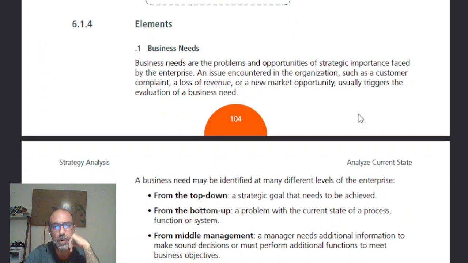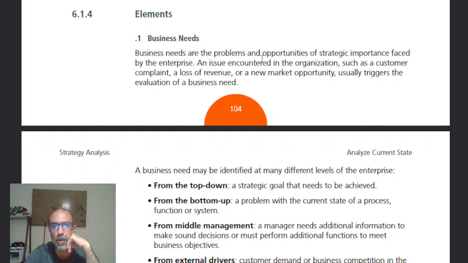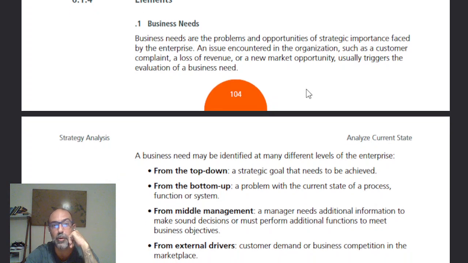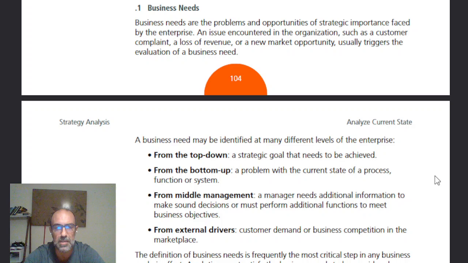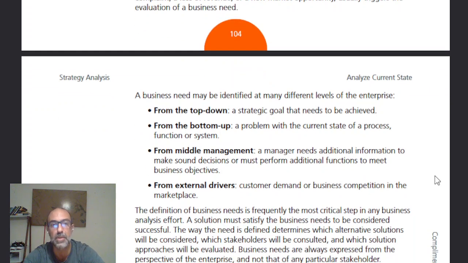What are the elements? One is business needs. Business needs are the problems and opportunities of strategic importance faced by the enterprise. An issue encountered in the organization, such as a customer complaint, a loss of revenue, or a new market opportunity, usually triggers the evaluation of a business need. So sometimes it's negative, sometimes it's positive. Sometimes it's like, okay, we want to grow into this, and that's a need we're looking at in order to actually get there. And other times it's something's wrong. We should have changed, adapted to something we don't know. So that brings a need.